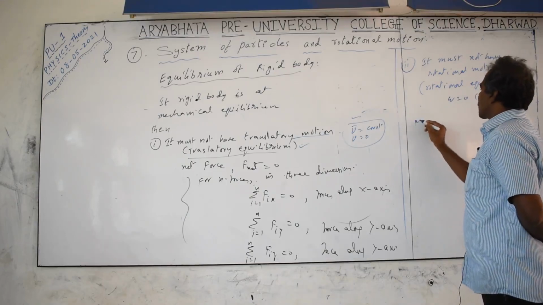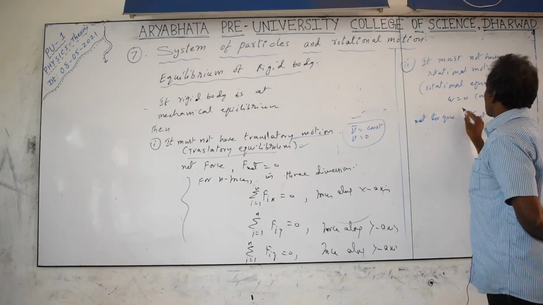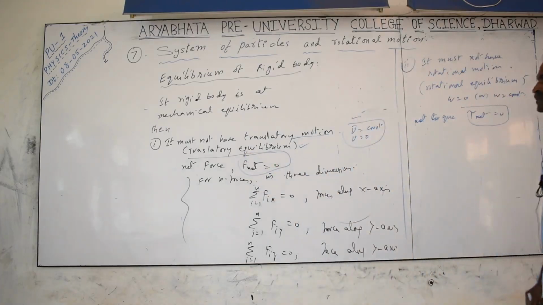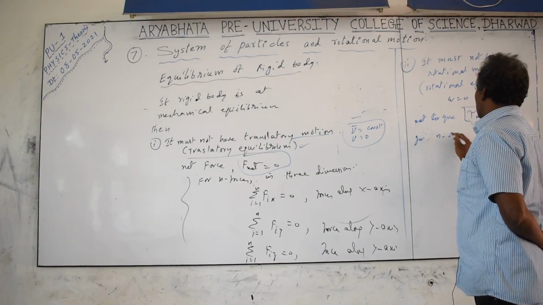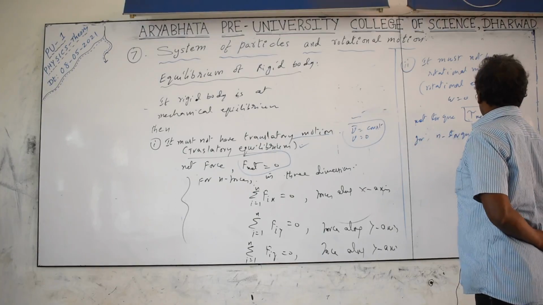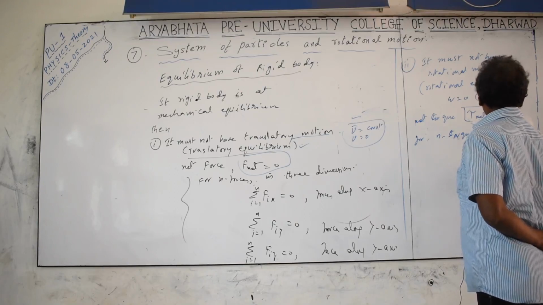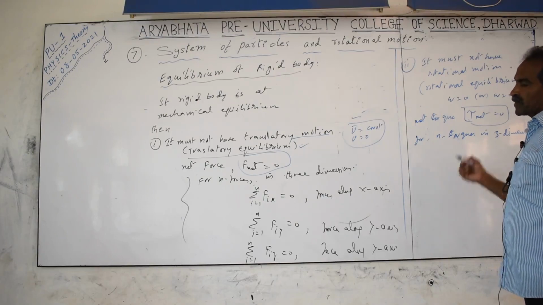Then the condition required is net torque tau net equal to 0. Here net force is 0 is required. Separately for the x axis and y axis, the net force is the vector sum of the forces along the x axis, y axis, z axis, so individually all forces must be 0. We can take this for n torques in 3 dimensions, since rotation is possible along the x axis, y axis, z axis.